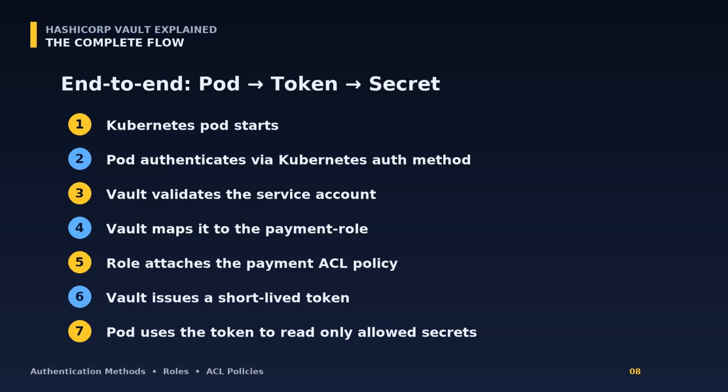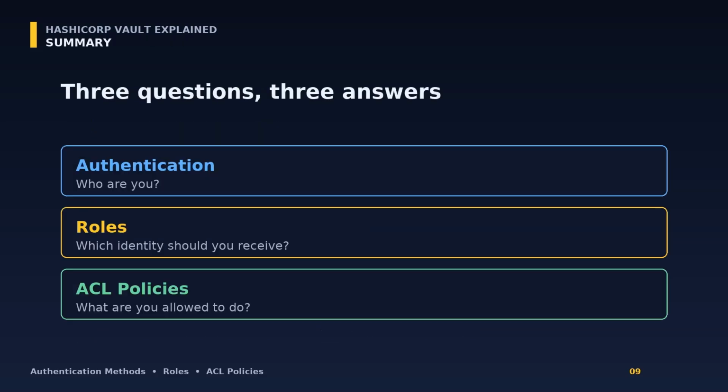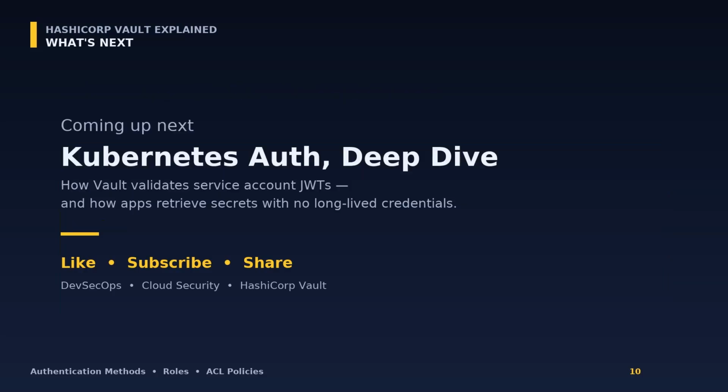To summarize, authentication methods answer who are you, roles answer which identity should you receive, and ACL policies answer what are you allowed to do. Understanding these three concepts is the foundation of mastering HashiCorp Vault. In the next video, we will explore how Kubernetes Auth works internally, how Vault validates service account JWTs, and how applications securely retrieve secrets without storing any long-lived credentials.